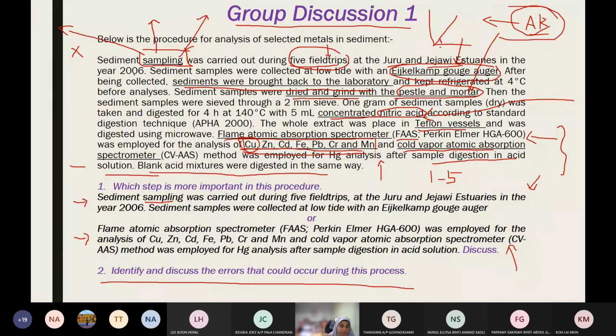Why must we have the blank? Because we want to trace back. If, let's say, there is any contamination, you can detect it from your blank analysis.